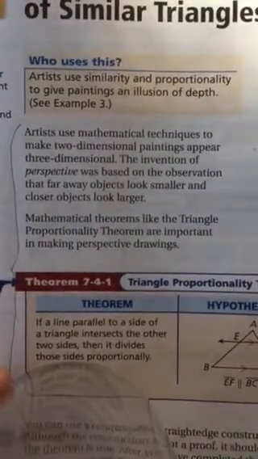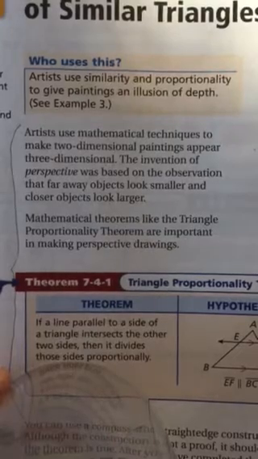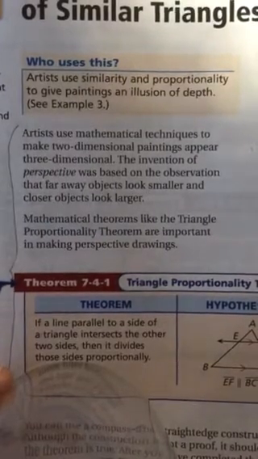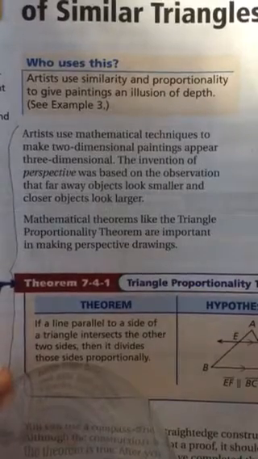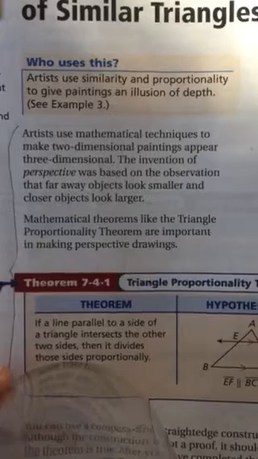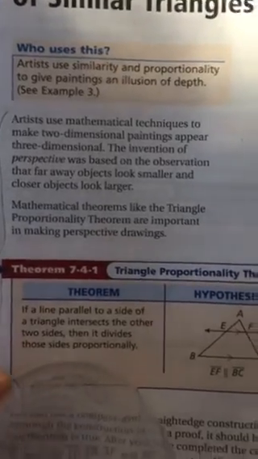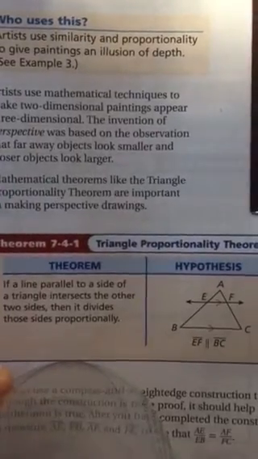Artists use mathematical techniques to make two-dimensional paintings appear three-dimensional. The invention of perspective was based on the observation that faraway objects look smaller and closer objects look larger. Mathematical theorems like the triangle proportionality theorem are important in making perspective drawings. So let's look at that theorem, the triangle proportionality theorem.